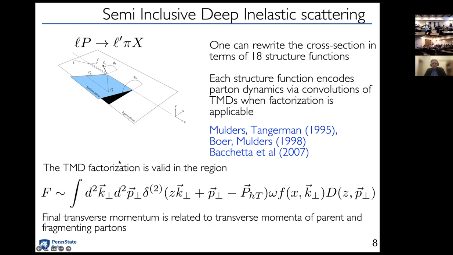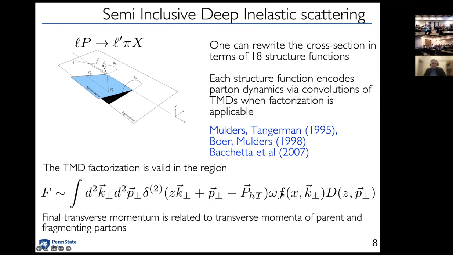So each structure function will be a convolution of TMDs that describe distribution and TMDs that describe fragmentation. The generic way to write them is shown here. Of course, in the final process, we don't know the underlying quark momentum, or the momentum of the fragmenting quark, and therefore we integrate over the transverse momentum of the incoming quark or the outgoing quark. Now they are related to the transverse momentum of the produced hadron by this delta function: z times k perp, where k perp is the transverse momentum of the quark inside of the nucleon, plus p perp, which is the transverse momentum of the hadron with respect to the quark direction, should give us the transverse momentum of the hadron.